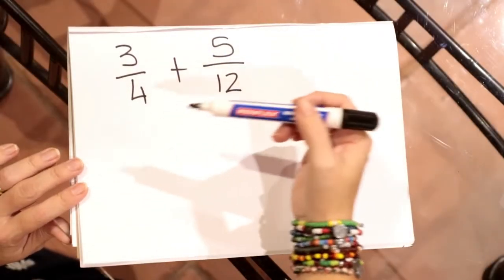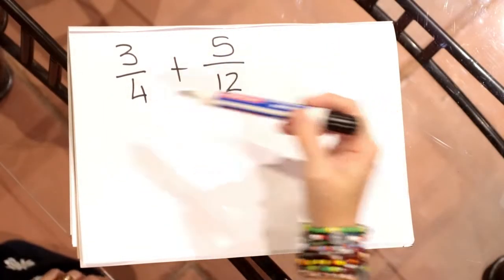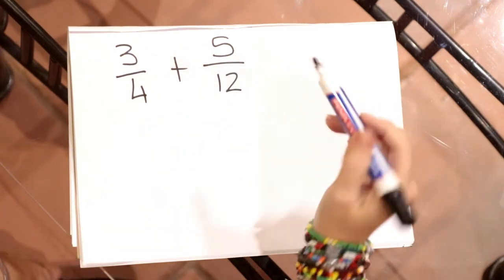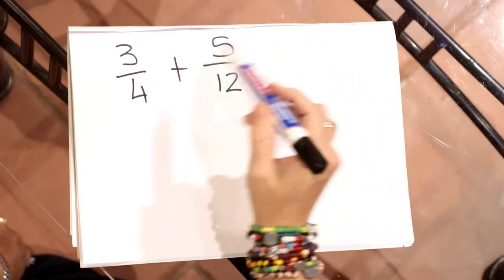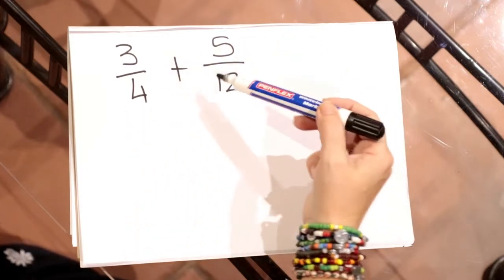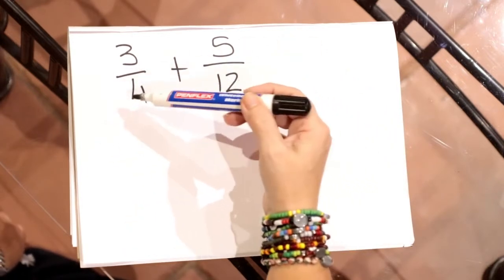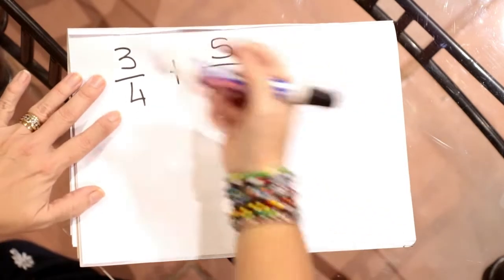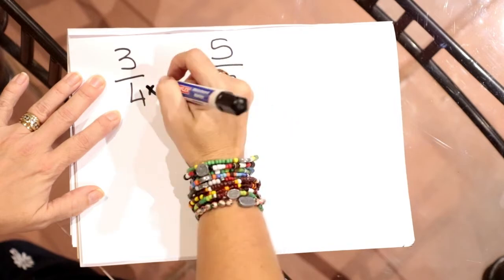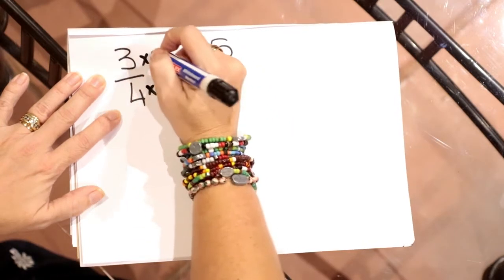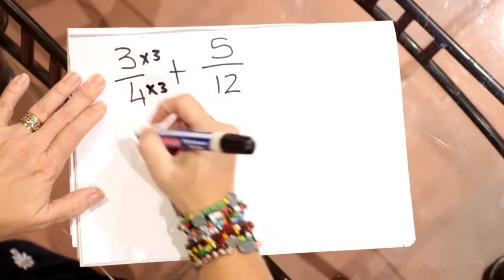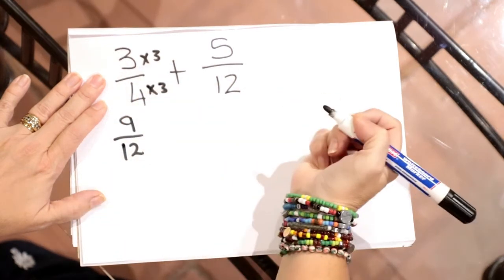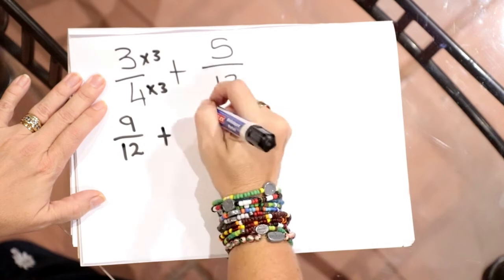Okay, the next work that you got, they gave you different denominators. You have to change the denominators to make them the same first. In this work, they made it so that you could change one denominator into the other denominator. So you only had to change the one side. So what you do over here, you times by 3. Then your denominators will be the same. So now you've got your new fraction, 9 over 12 plus 5 over 12.